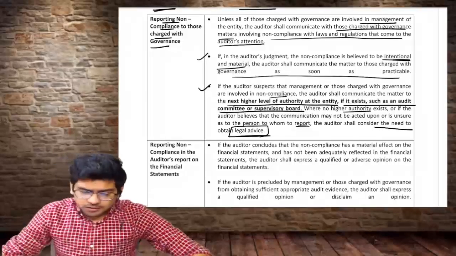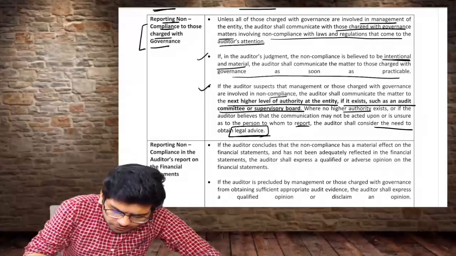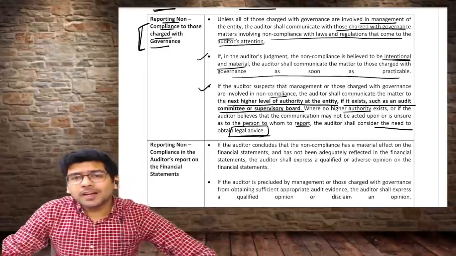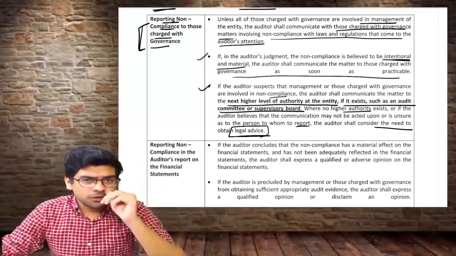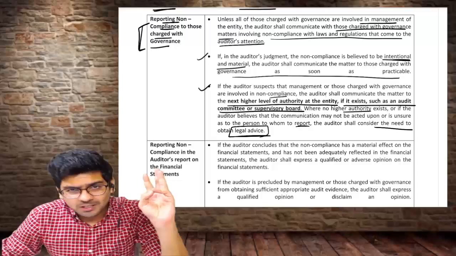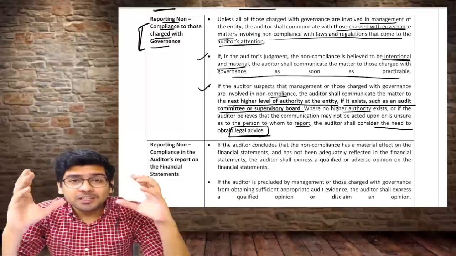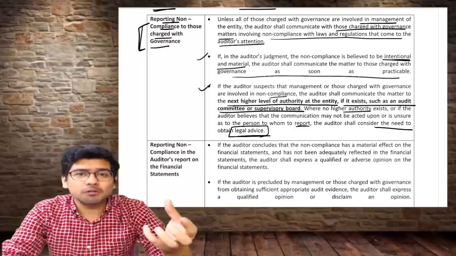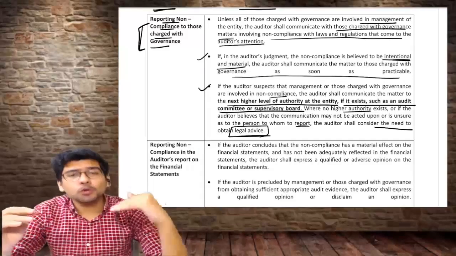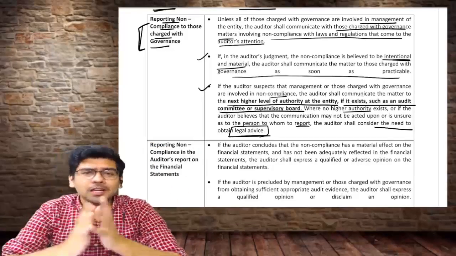Right, so this is what we have covered here: in case of non-compliances, the auditor is going to report to TCWG. Please understand, he is going to report to TCWG unless TCWG and management are the same. Secondly, if he finds that the TCWG themselves are involved, probably he is going to report it to the next higher authority, let's say the audit committee.